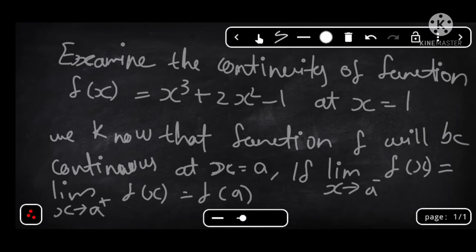So let's start our first problem. Examine the continuity of function f of x equal to x cube plus 2x square minus 1 at x equal to 1. So we know that function f will be continuous at x equal to a if limit x tends to a minus f of x equal to limit x tends to a plus f of x equal to f of a.